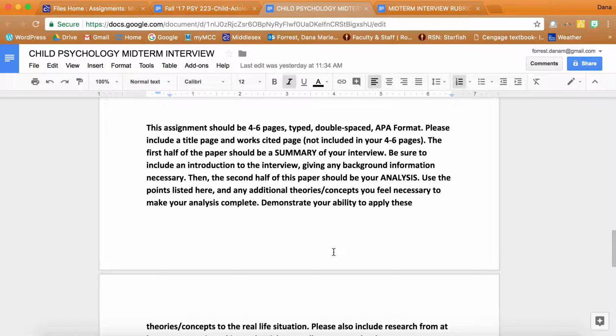In total, this should be 4 to 6 pages of content. In addition to those 4 to 6 pages, you're making a cover page, and then the last page will be your works cited page. So really you'll have 6 to 8 pages if you were to print them out, but those are 4 to 6 pages of actual writing, typed, double-spaced, APA format.